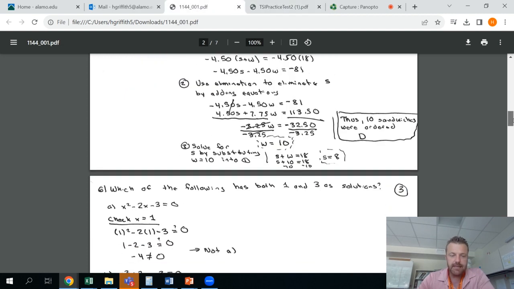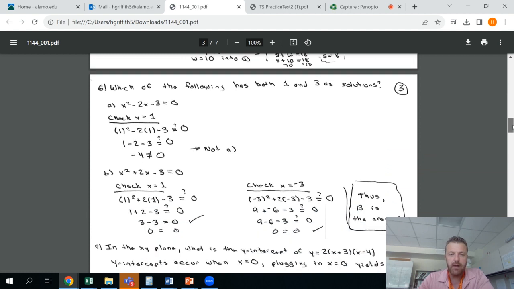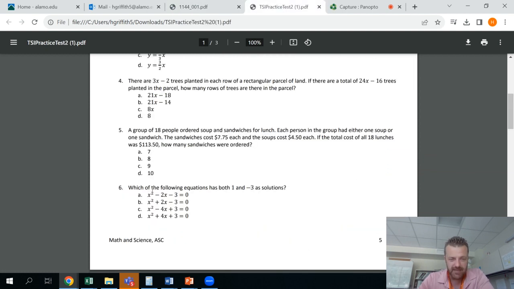So finally, we'll look at question 6, which is: which of the following has both 1 and negative 3 as solutions? We're given a set of quadratic equations, or second-order polynomials. They both have x raised to the second power. So remember that if these values are solutions to this equation, then when we plug the values in for x, the left side will equal the right side.